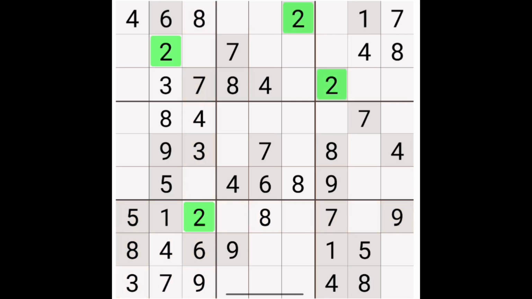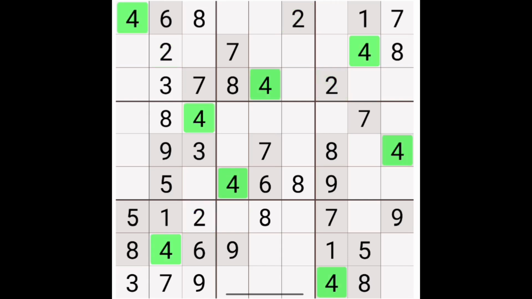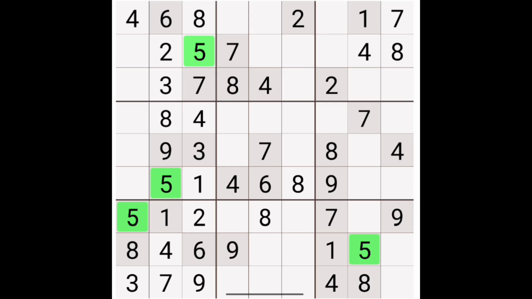Let us complete third column in which 8, 7, 4, 3, 2, 6, 9 are there. Only 1 and 5 are missing. So we cannot write 5 here because 5 is just next to it. So we'll write 1 here and 5 at this place. Okay.